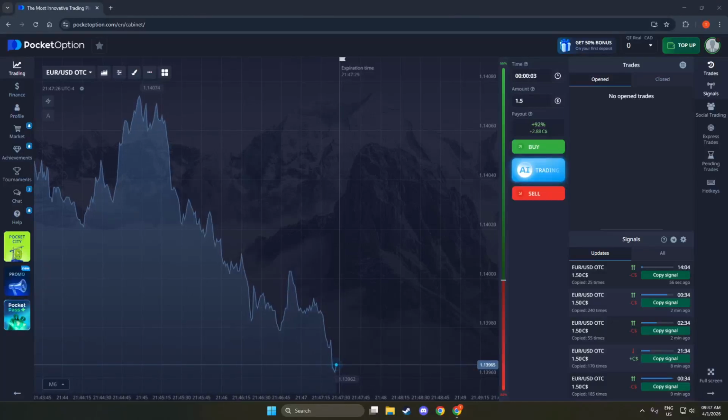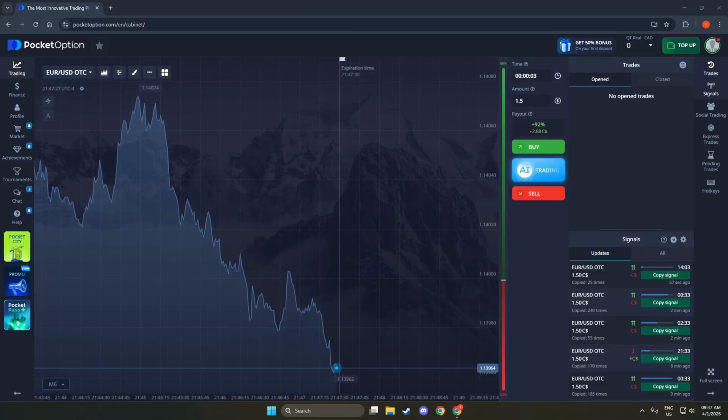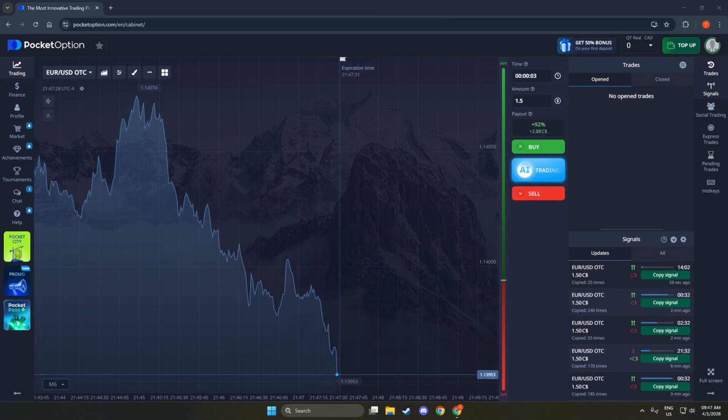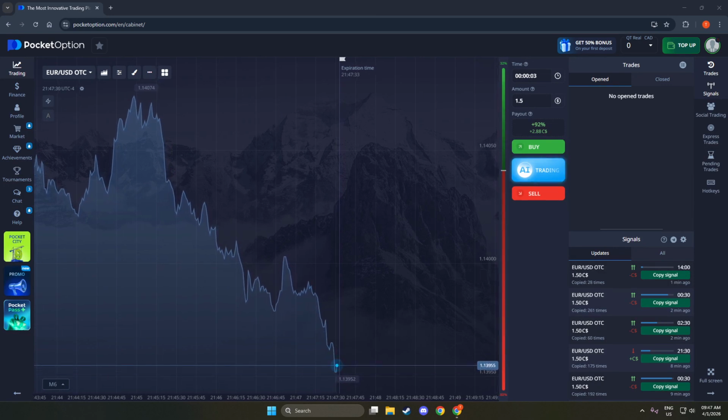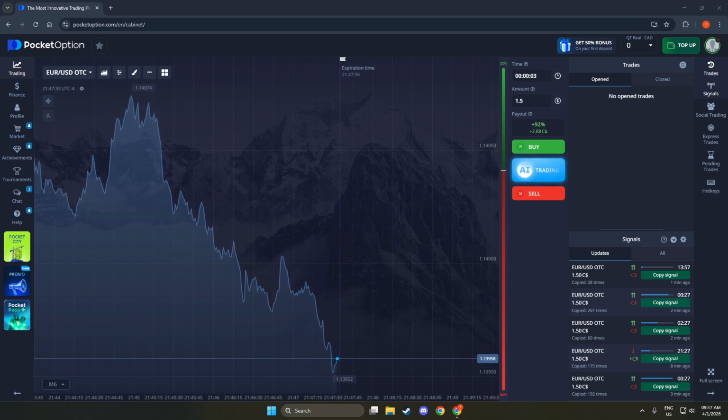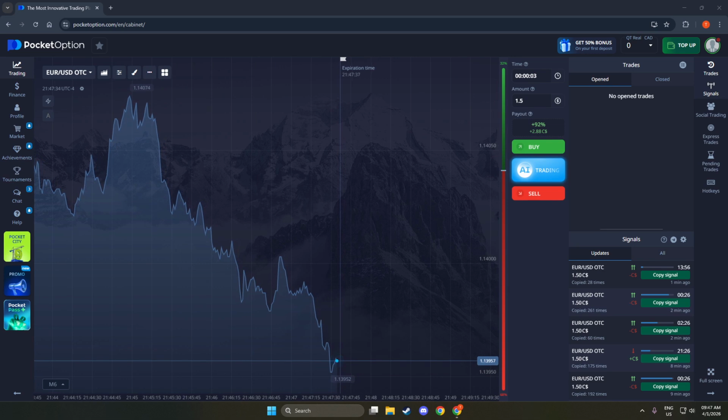In today's video, I'm going to teach you how to use MACD on Pocket Option. By the end, you'll know exactly how to add the MACD to your chart, which settings to use, and how to read the most important signal it gives you so you can quickly understand the market's direction.